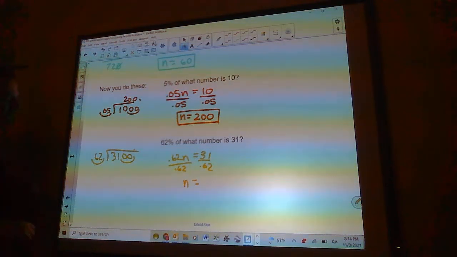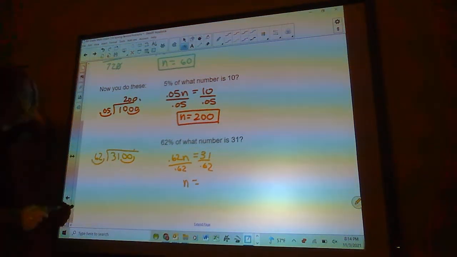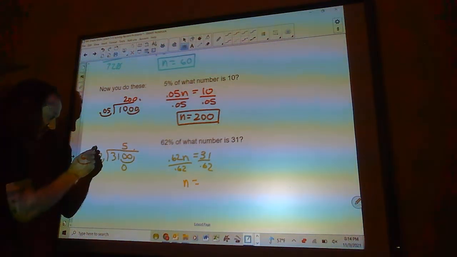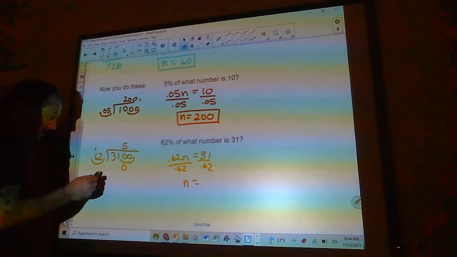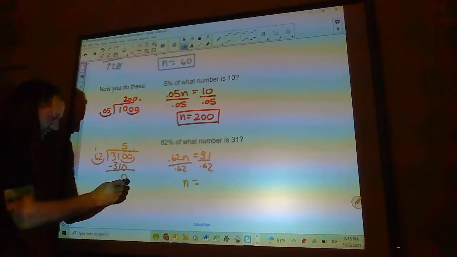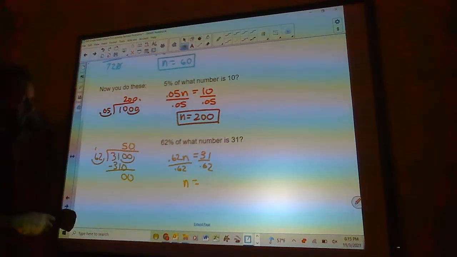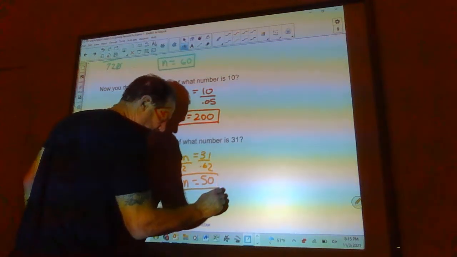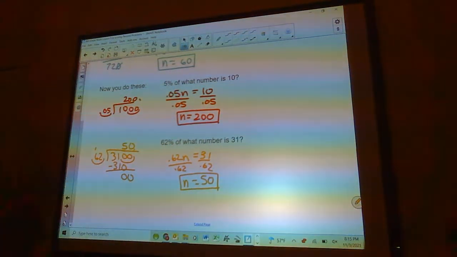Okay, let's see. 62 will go into 310 5 times. That's 5 times 2 is 10. And that's going to be 31. Oh, that was easy. 0, drop my 0. That's going to be 50. So n is 50. 62% of 50 is 31.